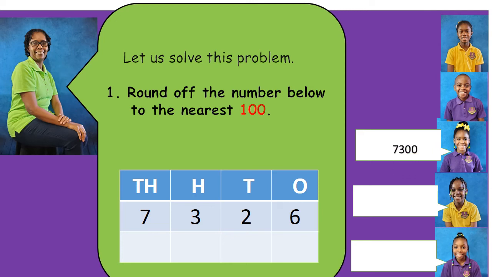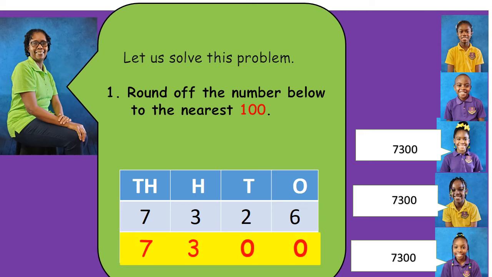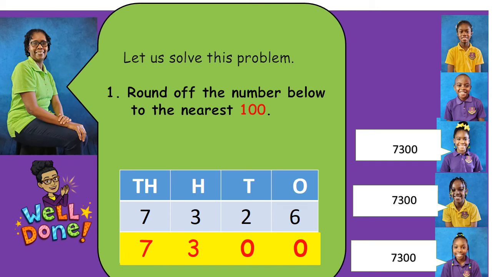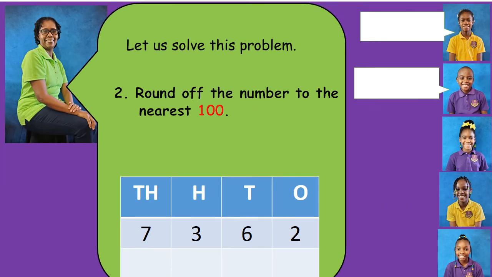So Sarah is saying the answer would be 7,300. Maricia is saying the same. And Esther Marie is saying the same. Now I will share my answer, and if you type 7,300 in the chat, you would be correct. So clap yourselves. You are doing an awesome job. Now we are going to look at another problem. Well done, my boys and girls.